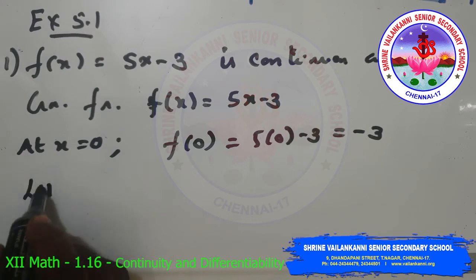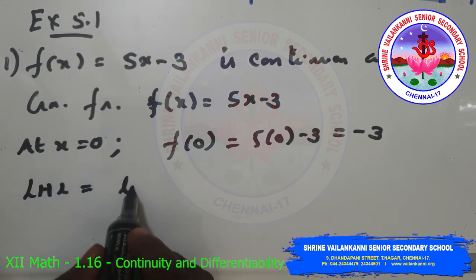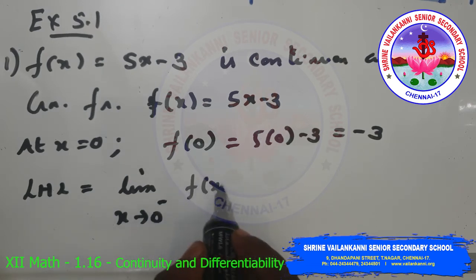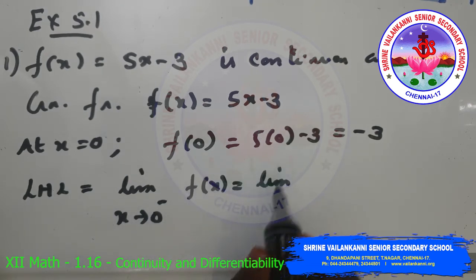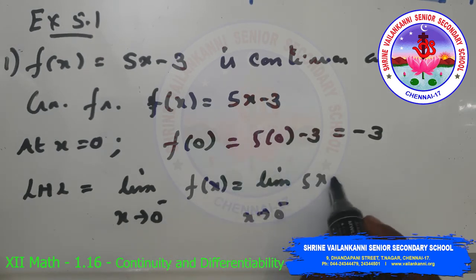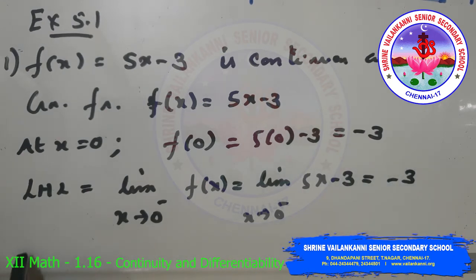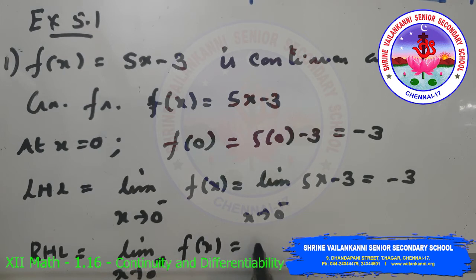Then finding the left hand limit, limit x tends to 0 minus f of x, which is 5x minus 3, substituting 0, we get minus 3. Then the right hand limit, limit x tends to 0 plus f of x equal to limit of 5x minus 3, substituting the value of 0, we get minus 3.